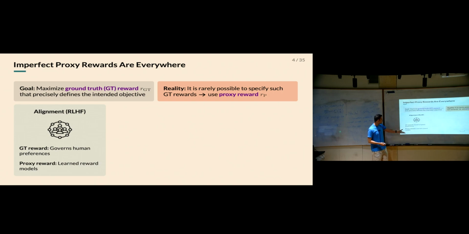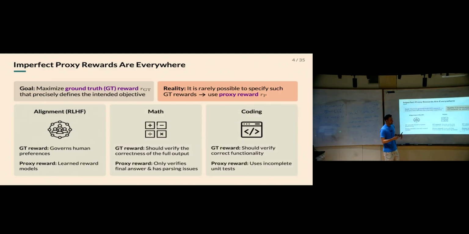What we do instead is train proxy reward models. We train neural networks over preference data that was labeled by humans, and then we use this proxy reward model to align our language model. In other domains beyond alignment, such as math and coding, which are considered these days as verifiable domains, the rewards that we use are often also imperfect proxies.